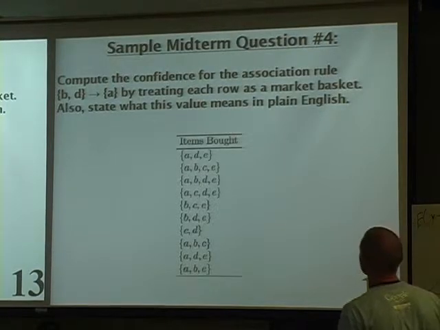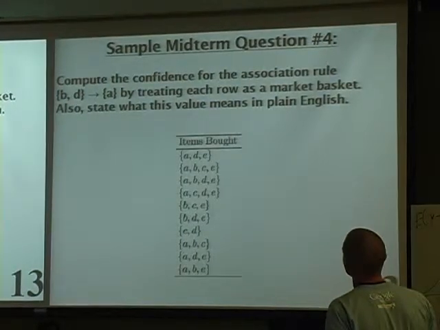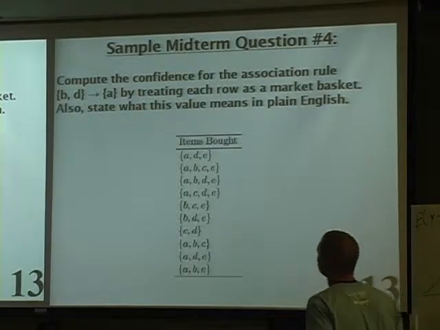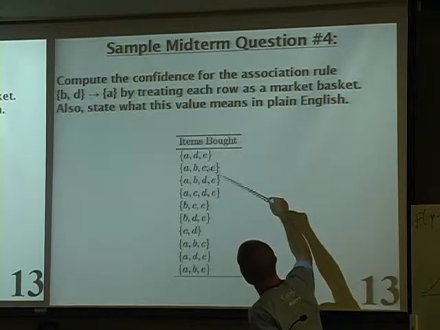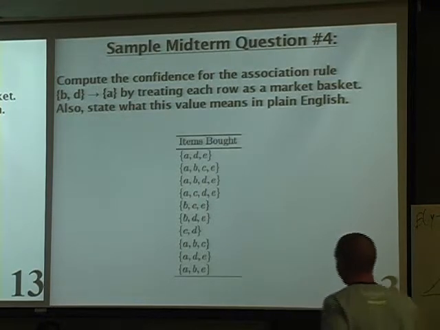This one, I think we did this one in class. Compute the confidence for the association rule BD implies A. So the numerator would be everything that has the triple, right? How many have A, B, and D? 1, 2, just count up all the ones that have A, B, and D.